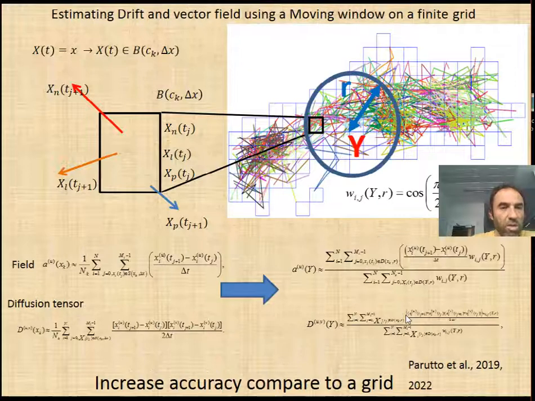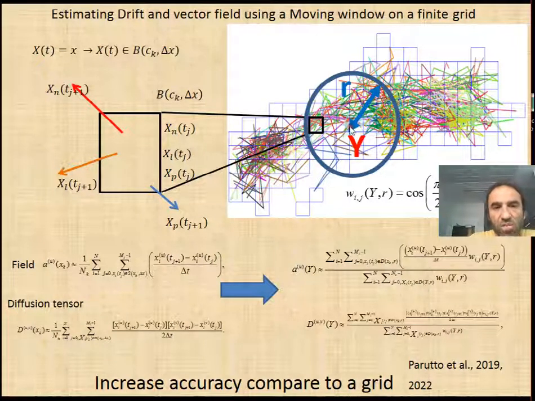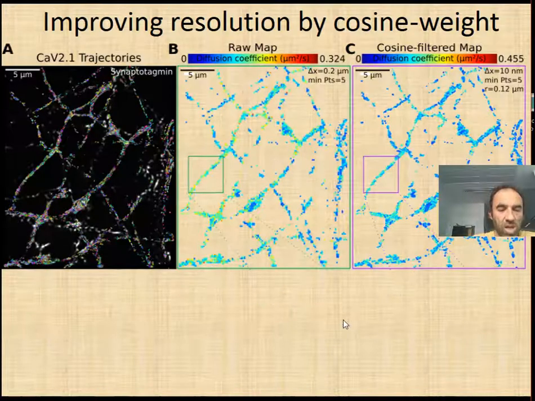Now this method can be improved. Instead of calculating everything on a bin, we can use a sliding window, which will increase the resolution, by multiplying by a weight function. So the previous estimator becomes the following estimator, which is weighted by this cosine function. This increases the accuracy, as shown here.